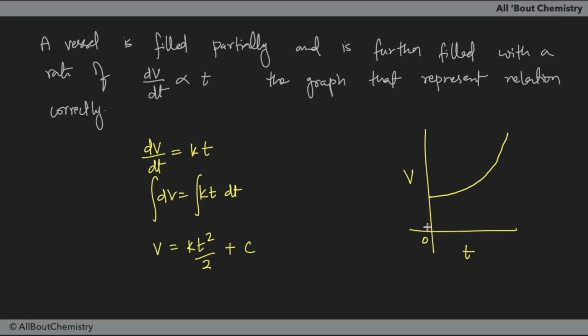So the graph will not start from 0, but start from a certain value, and this value will be equivalent to c. Although c was not mentioned in the question, the graph will start from a particular value and it will be in the curve form. That is the answer for this. I hope this is clear. I hope you understood this.